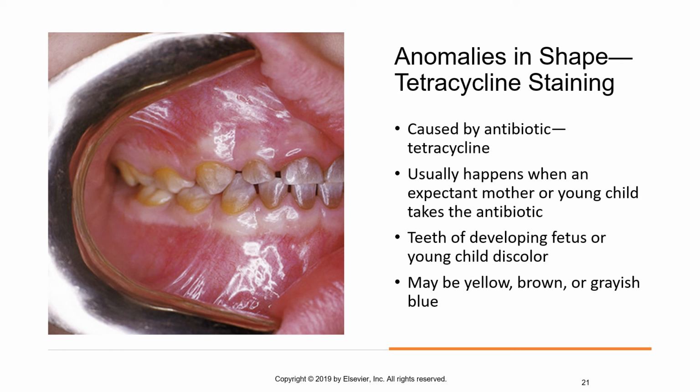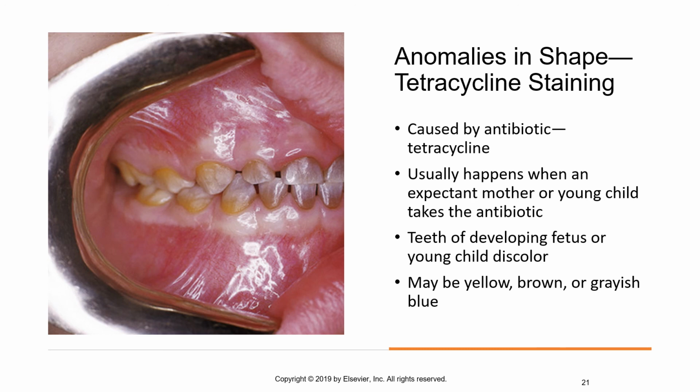Then we have tetracycline staining, and I wouldn't say this is one of shape, but it is caused by the antibiotic tetracycline, which was off the market for about 20-30 years, and now it's just recently come back on. Usually happens when an expectant mother or a young child takes an antibiotic. Expectant mother because they're developing their primary teeth during that time, and a young child is then developing their permanent teeth. So expectant mother, you can see it in the primary teeth, and then a young child, you're going to see it in their permanent teeth.